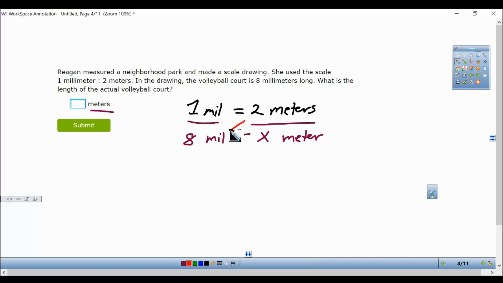First step, cross multiply. 2 times 8 gives me 16. So I'm going to write 16 on this side is equal to 1 times x gives me x. So my answer is right there. 16 is equal to x. And my meters is going to be 16.